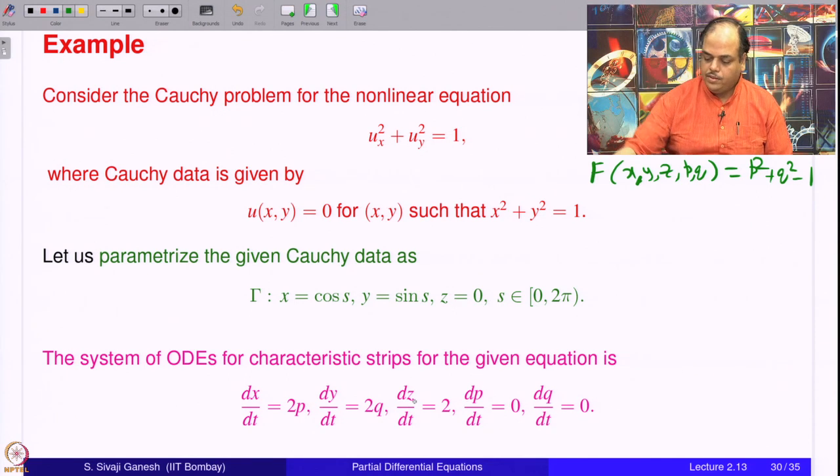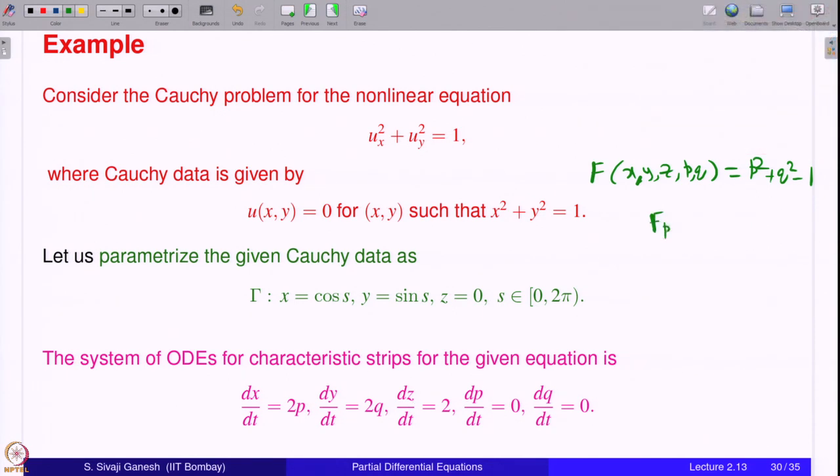What is p f_p plus q f_q? Let us write it down once. f_p is 2p, f_q is 2q, so p f_p plus q f_q is equal to 2p² plus 2q². But the equation says p² plus q² equals 1, therefore this is 2. And dp/dt is 0, dq/dt is 0, because our f does not involve x, y, z at all.